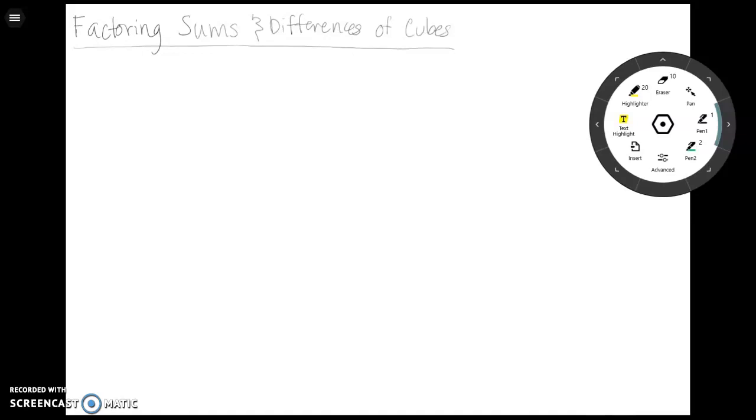In today's video, we're going to learn another factoring technique, which is used to factor sums and differences of cubes. So first, let's talk about what a sum or a difference of cubes is. These are similar to differences of squares. A sum of cubes looks like anything cubed plus any other thing cubed.